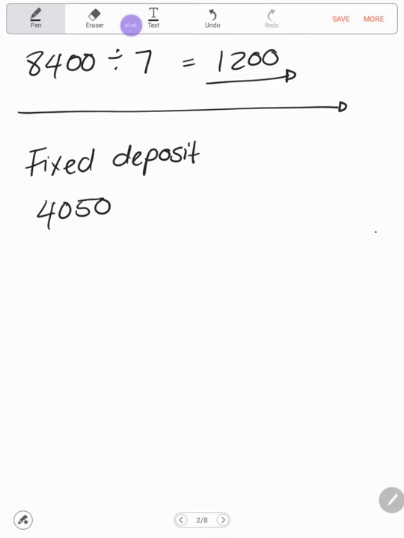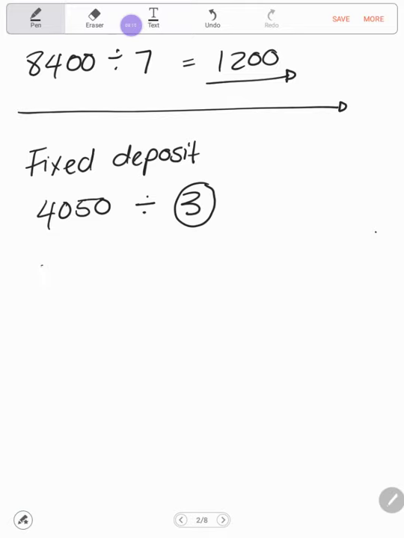4,050. Okay, so that's what you should have been receiving from your interest for the full year. But they are saying that some of the income is still due to you. So you're going to divide this by 3. Why am I dividing it by 3? Because quarters represent 3. So let's just have a look.